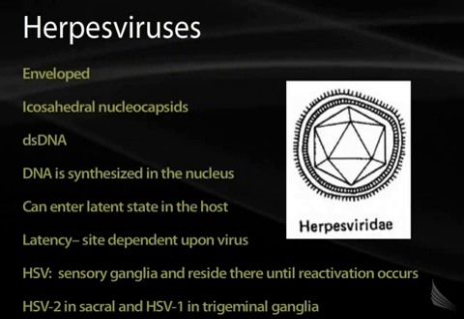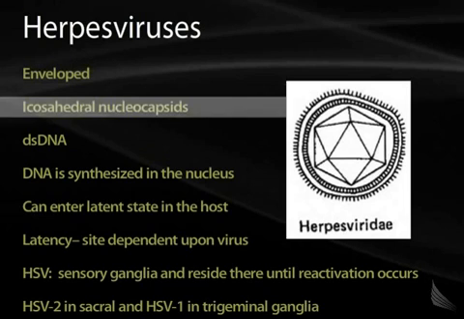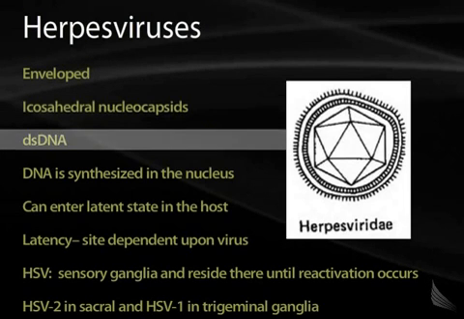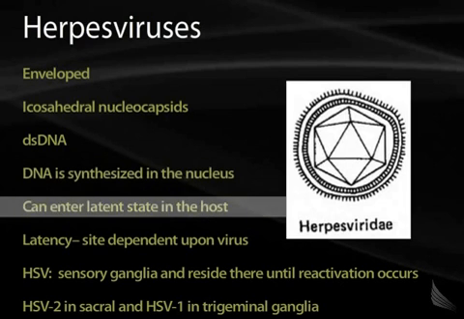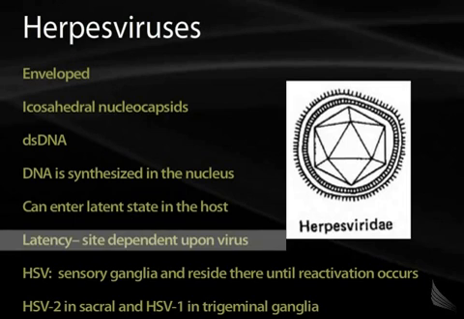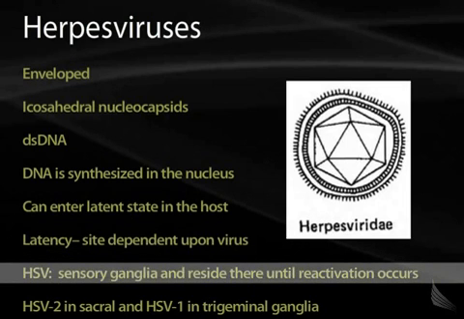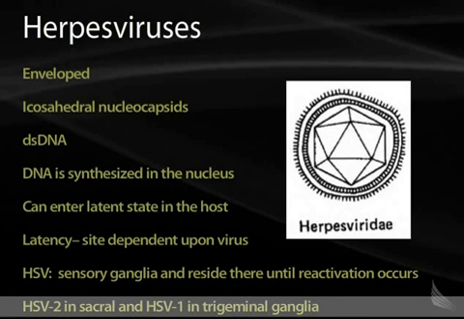The herpes viruses are enveloped, they have an icosahedral nucleocapsid, they're double-stranded DNA, and their synthesis takes place in the nucleus. They can enter a latent state in the host, and latency depends on the virus. With HSV, it becomes latent in the sensory ganglia and resides there until reactivation occurs. In HSV2, this happens in the sacral region, and in HSV1, it happens in the trigeminal ganglia.